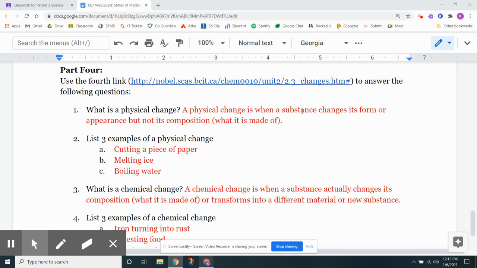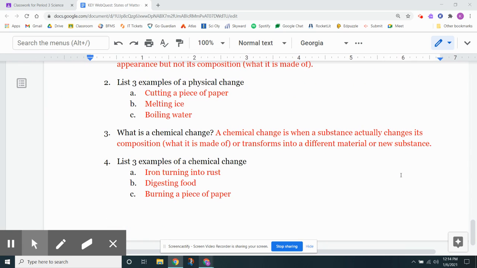Melting water is a physical change. Or melting ice, rather. You have ice, which is solid water. You melt it, now you have liquid water. You still just have water. Its appearance has changed, its phase has changed, but what it actually is, water, is the same thing. We could freeze it back and make it ice again. Boiling water, another phase change. All phase changes are physical. We still just have water. It went from a liquid form to a gas form, but it's still the same chemical composition. It's still H2O. So those are all physical changes.